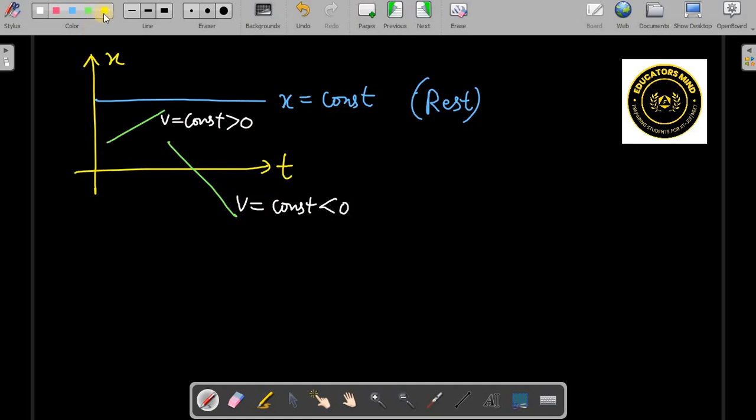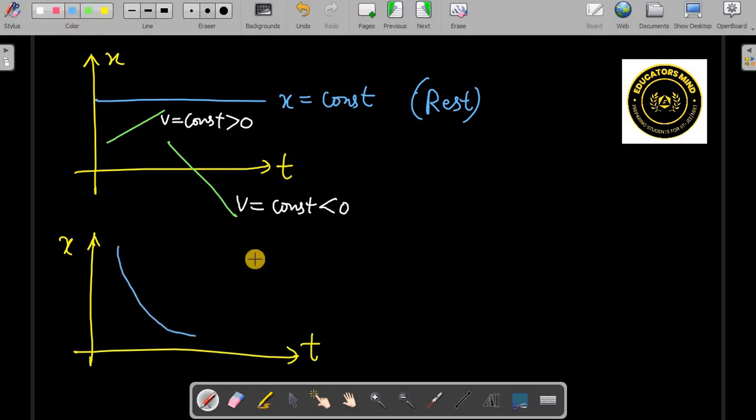Now if you want to show acceleration in the xt graph, if you say constant acceleration, it can be like this shape, or this shape, or this shape, or this shape.